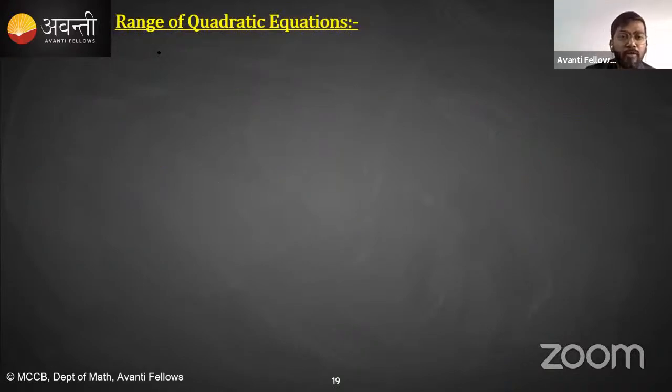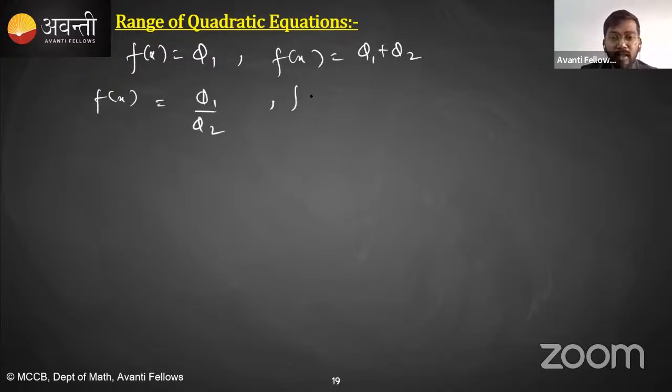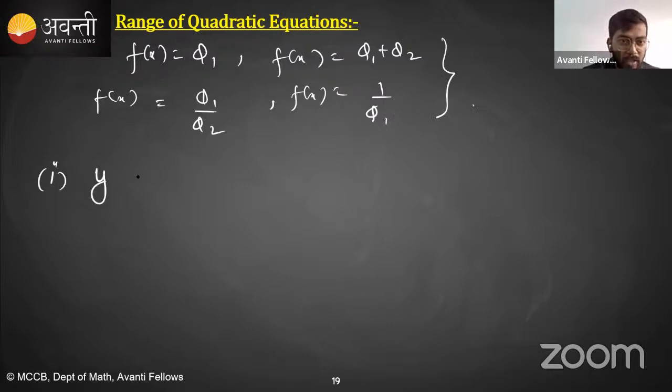Now, range of a quadratic equation. I'll give you a trick. Let's say f of x is a quadratic equation q1, or f of x is q1 plus q2, or f of x is q1 by q2, or f of x is 1 by q1. In all these conditions, take down this step. First of all, equate y equals q1, y equals q1 by q2, y equals 1 by q1.